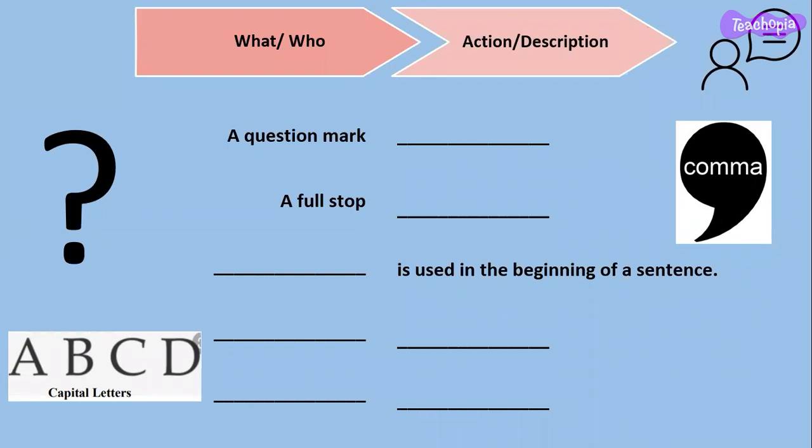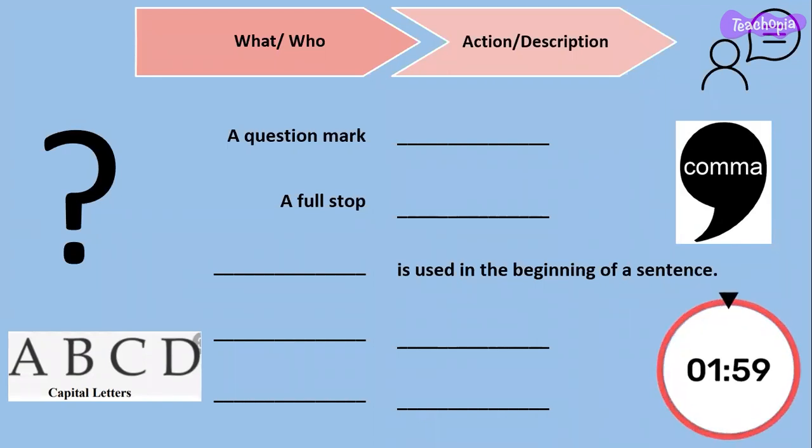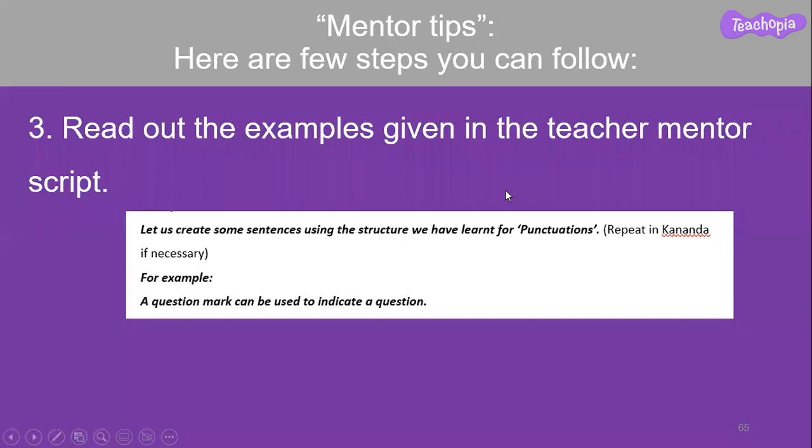Now, once you have repeated the instruction and once you have repeated the example, you will follow step number 3. That is, you will read out examples given in the teacher-mentor script. So here is another snippet taken from the teacher-mentor script for this activity. Let us create some sentences using the structure we have learned for punctuations. You can repeat this instruction in Kannada if necessary. Here is an example you can give the teachers. A question mark can be used to indicate a question.